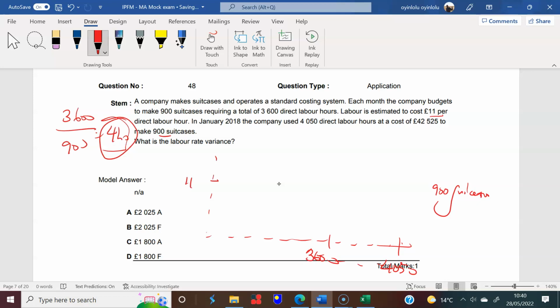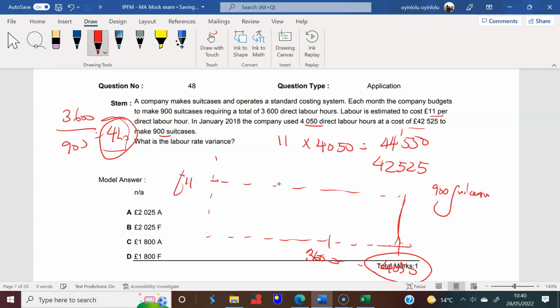But the question is asking for the rate variance. So you should have paid £11 an hour for those 4,050 hours. You should have done 11 times 4,050, which would have been 44,550. That's what you should have done. But on these 4,050 hours, you actually spent 42,525.